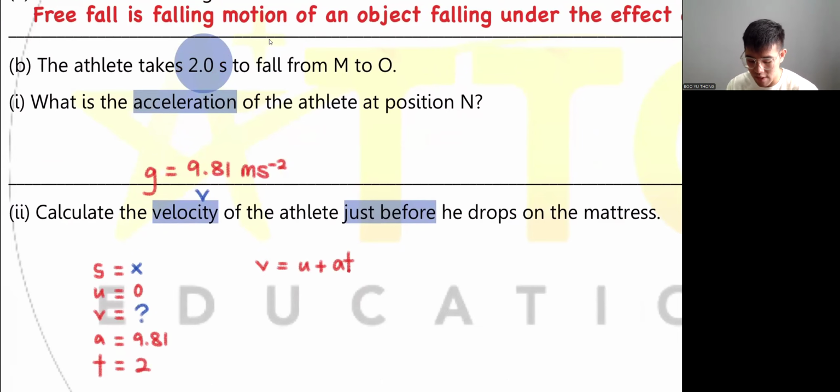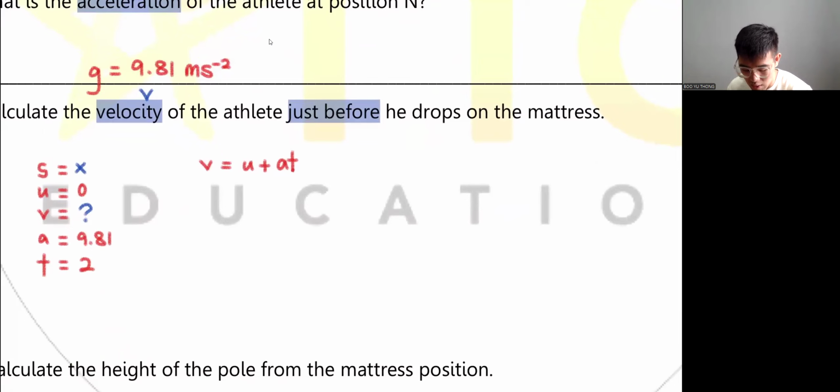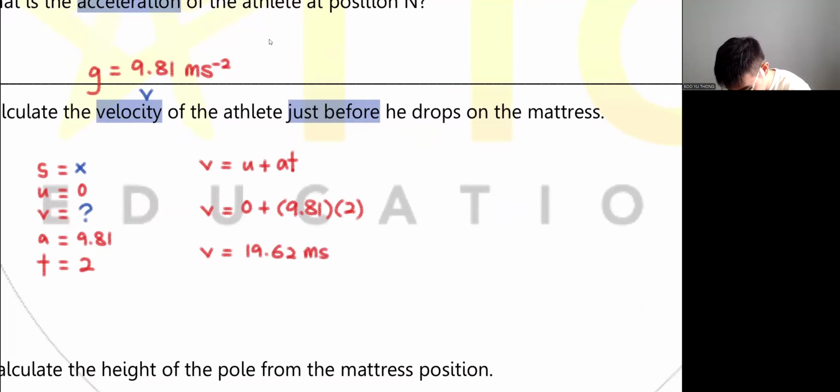So now we have enough information to calculate the final velocity. V equals 0 plus 2 times 9.81 times 2. The acceleration is 9.81, the time taken is 2 seconds. So the final velocity of the athlete before it falls onto the mattress is 19.62, not seconds, meter per second. Okay, 19.62 meter per second.